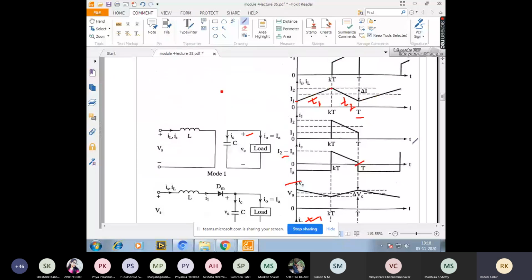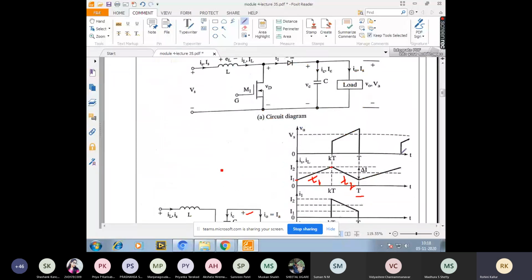Okay. Any doubts in the circuit and waveform? No, ma'am. Okay.